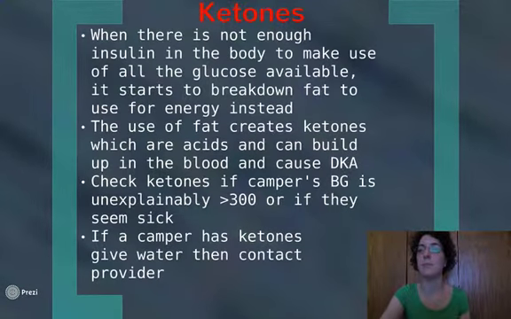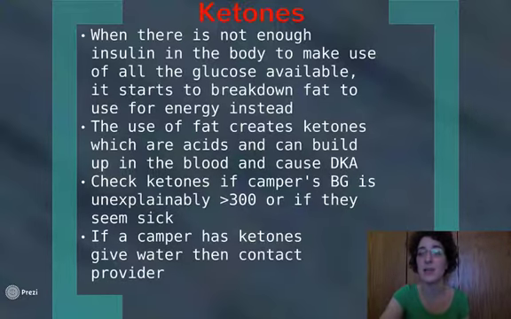So if the blood glucose level gets really, really high, we can end up having an issue where there are ketones present in the body. So when there's not enough insulin to make use of the glucose that's available in the bloodstream, the body starts to break down fat to use for energy instead. And the use of fat creates ketones, which are acids, and can build up in the bloodstream and cause a condition called diabetic ketoacidosis, or DKA.